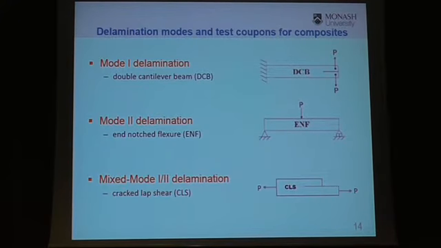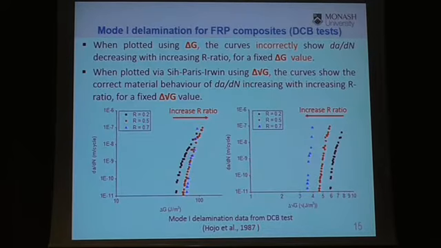Now I'm going to present some test results for different delamination modes and the test specimens used in different modes. Mode 1 delamination will be using a double cantilever beam, mode 2 delamination is end notched flexure, and mixed mode 1-2 delamination will use the crack lap shear specimens. Firstly, look at the mode 1 delamination for the double cantilever beam test.